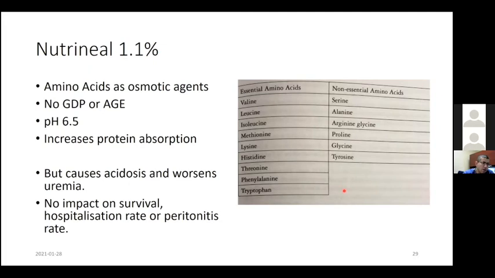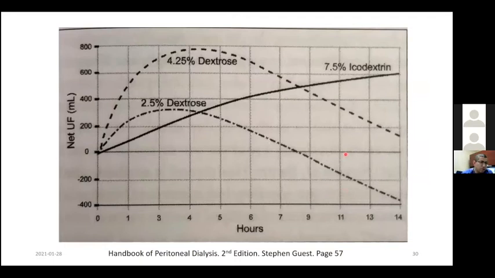Okay. Now, understanding ultrafiltration. This is the same graph as I mentioned, but I'm now showing you the icodextrin here. You can see that 4.25% can have a good UF at around 3 to 4 hours. 2.5% is again around 3 hours. But look at icodextrin. Icodextrin goes on and on, because it's not getting absorbed. That's why we need icodextrin. There's no point in keeping icodextrin for 2 hours or 4 hours. Icodextrin will work for more than 6 to 8 hours. That's where we get the maximum benefit of icodextrin.